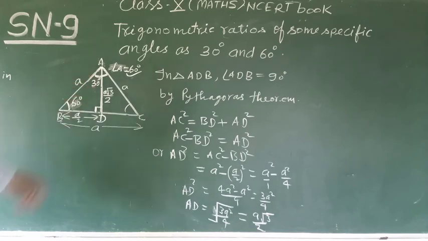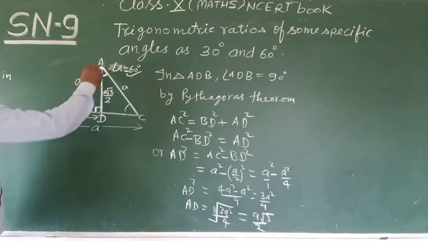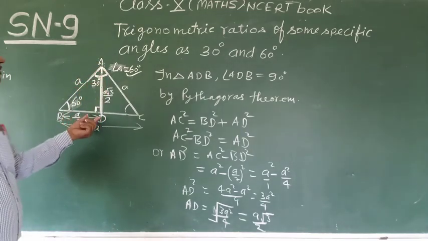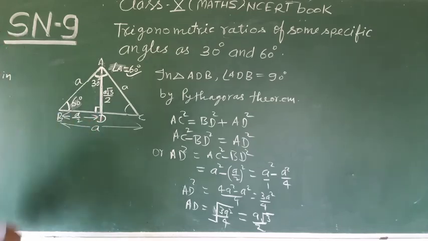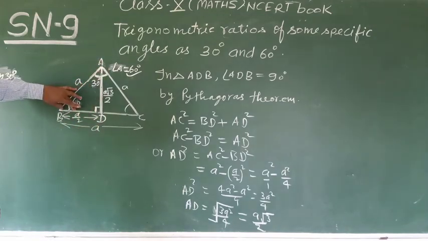Okay students, here we take 30 degree, then this is the base, AD, and BD will be the perpendicular line. Here sin 30 degree is equal to, here sin 30 degree is equal to BD perpendicular over AD base, taking angle DAB as 30 degree.